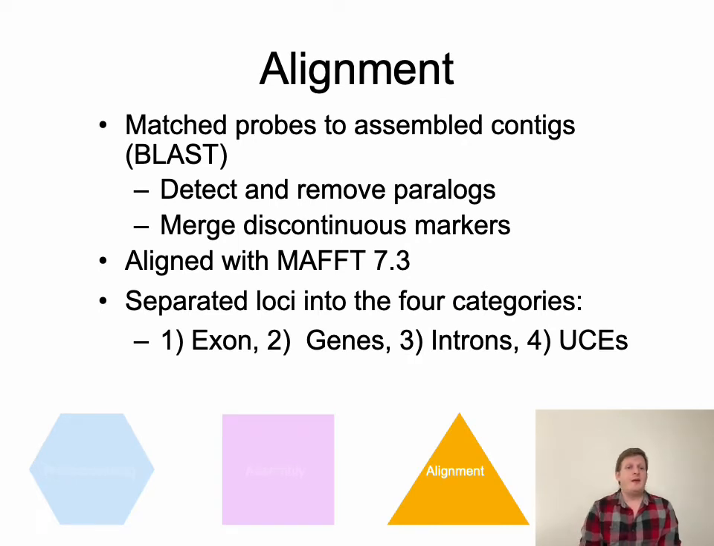Once we had the assembled contigs, we matched these contigs to the probe sequences to identify and annotate each of the contigs to see which marker it belonged to. Here we detected and removed paralogs and merged any markers that were discontinuous. And finally, we aligned all the samples from the same marker using MAFFT and separated the loci into the 4 categories of exons, genes, introns, and UCEs.